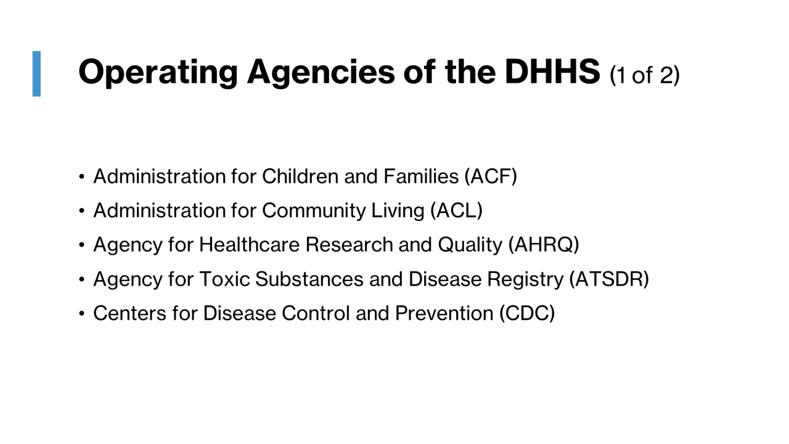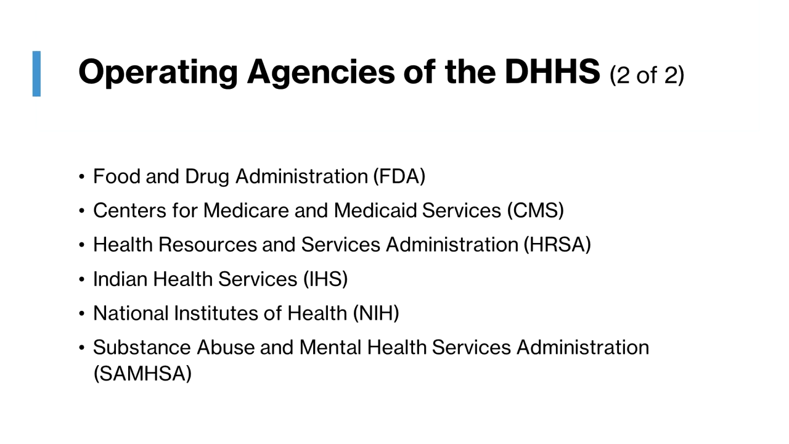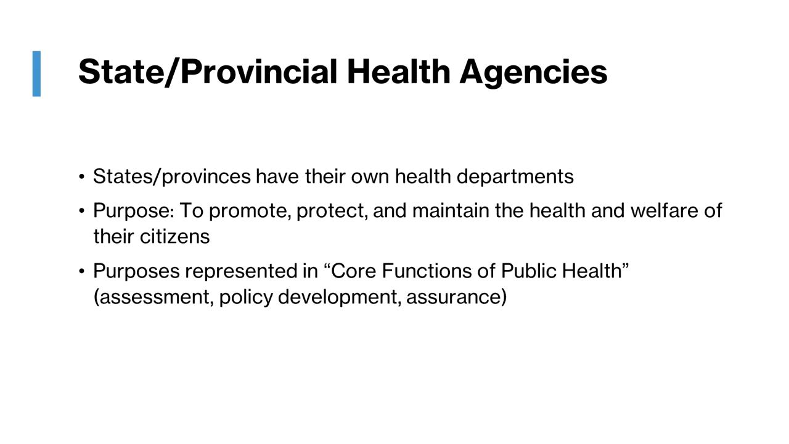So is the Agency for Healthcare Research and Quality, the Agency for Toxic Substances and Disease Registry, Food and Drug Administration, Indian Health Services, National Institutes of Health, Substance Abuse and Mental Health Services Administration, just a few of the agencies operating under the Department of Health and Human Services. And in Canada, you also have Public Health Canada, which has a variety of agencies working under its umbrella as well.